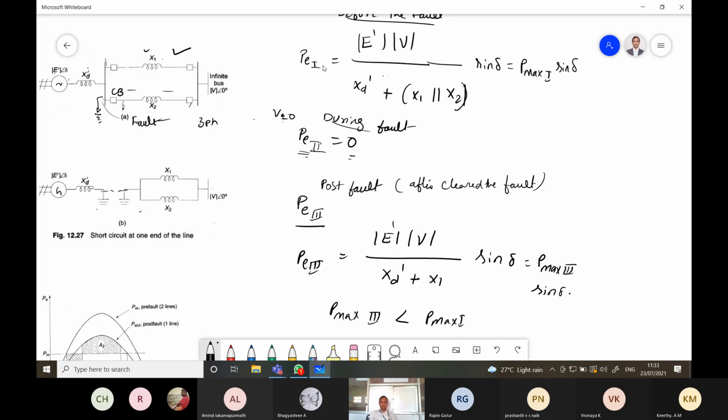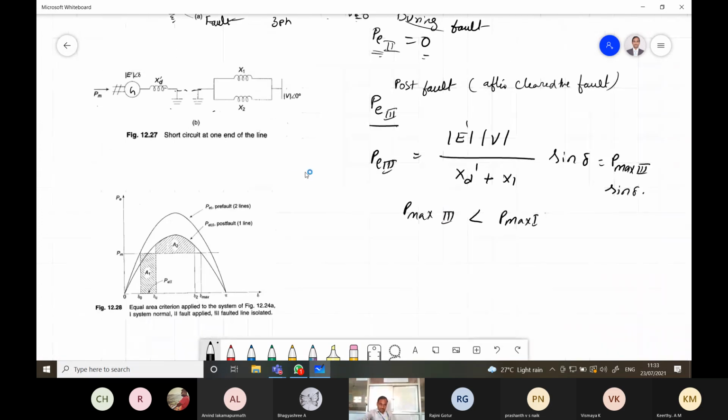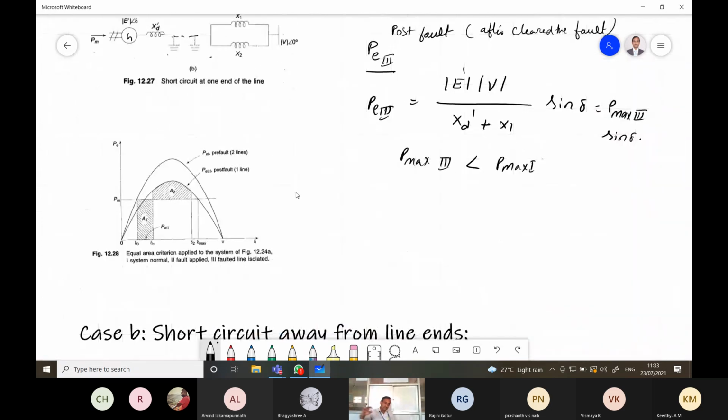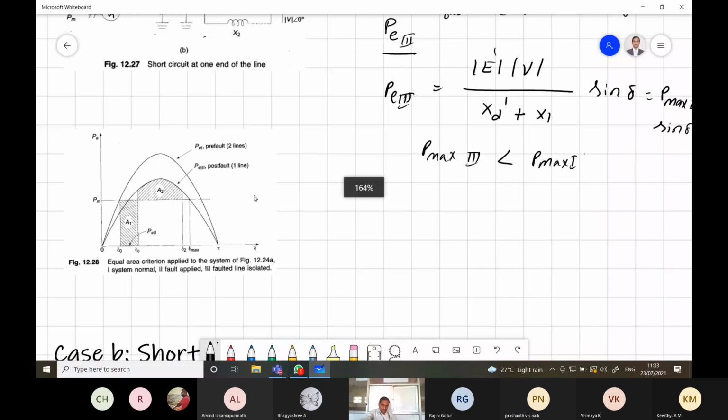Always before the fault, the power transfer is maximum, because of having less reactance. So it is almost the same as the previous case, where one of the parallel lines is out. The same case we are repeating here, but we will show that in this case the equal area criterion is going to change.